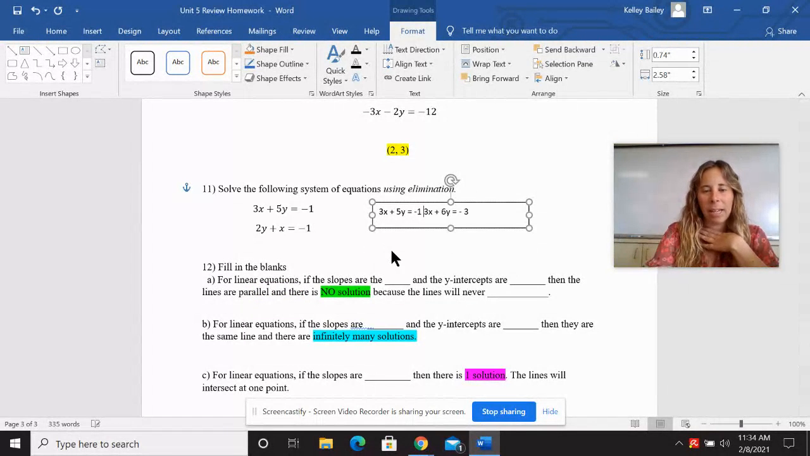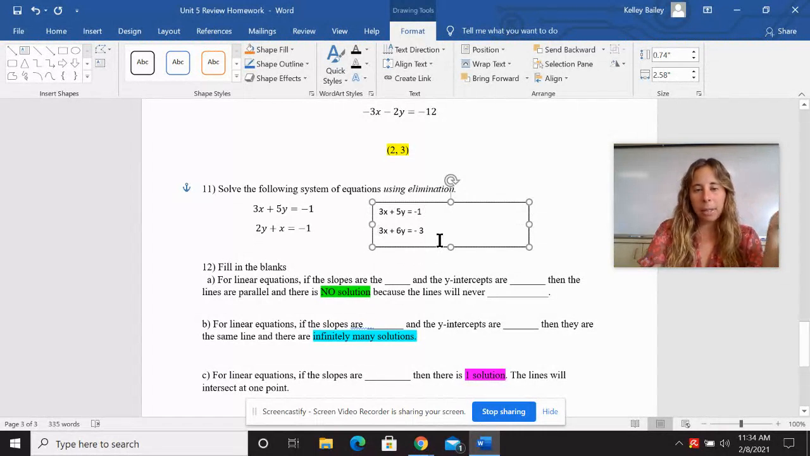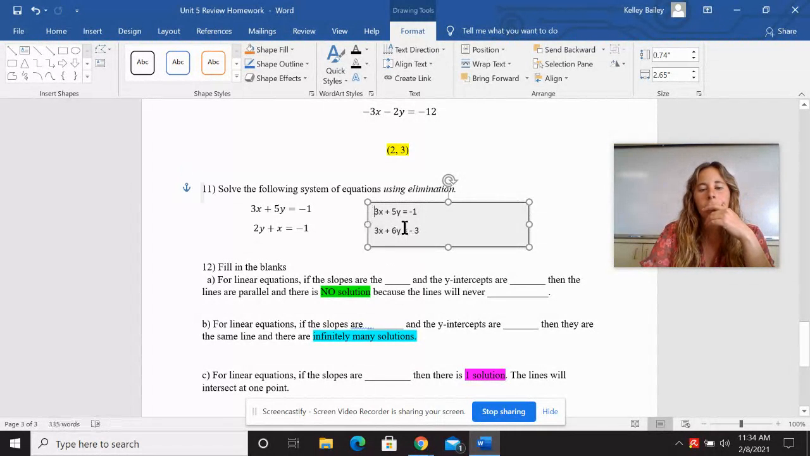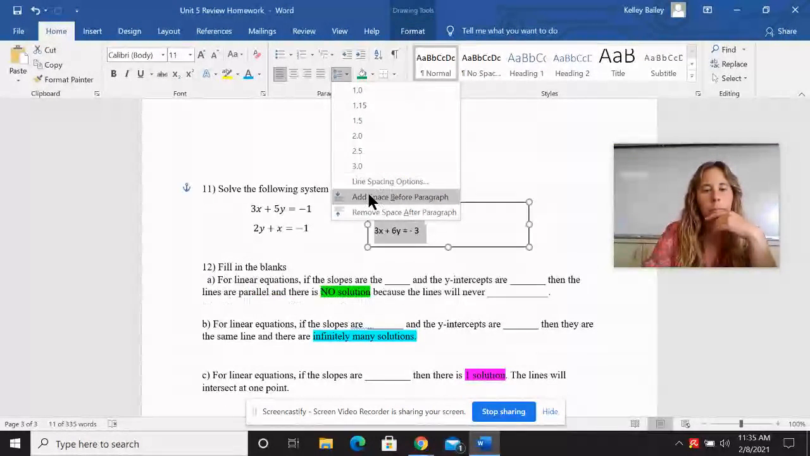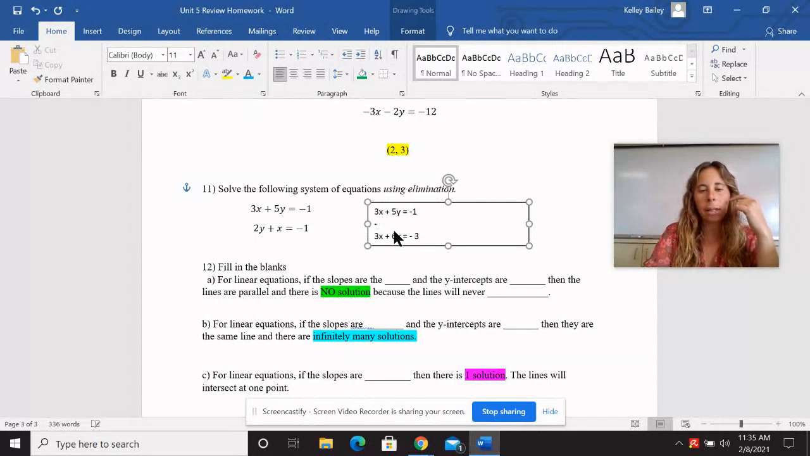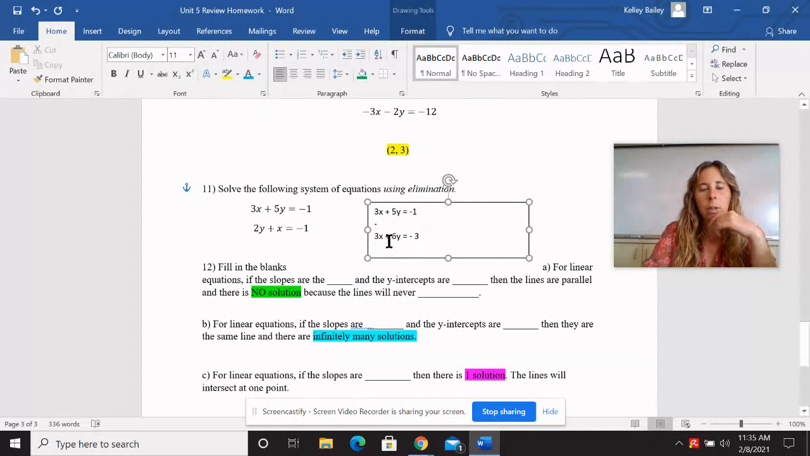Okay, now we can eliminate. So we're trying to get rid of our x's. So are we going to add or subtract these two equations? If we add them, we'll get 3x plus 3x, and that's 6x. We're trying to get rid of x, so we're going to subtract. So you get 3x minus 3x, that's 0, so your x's are gone.